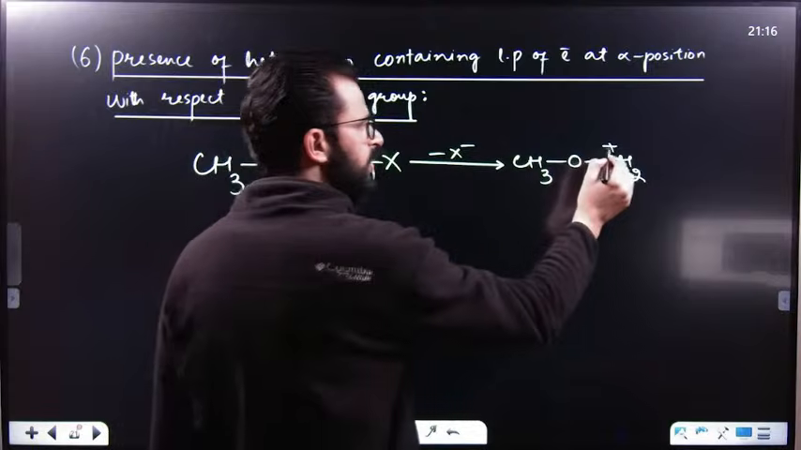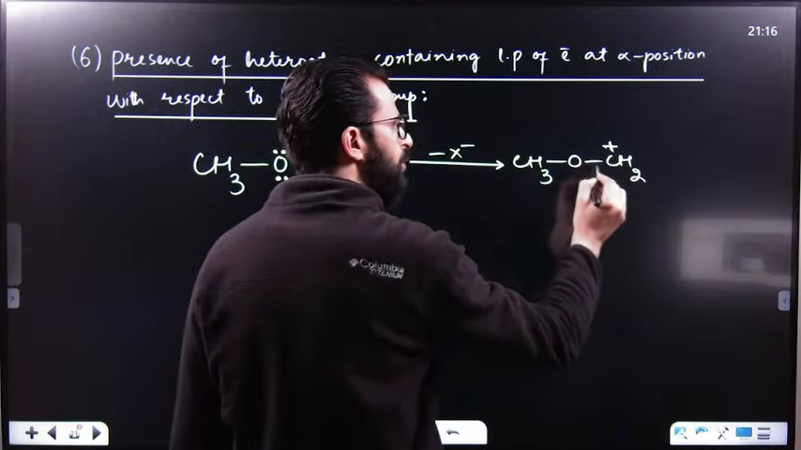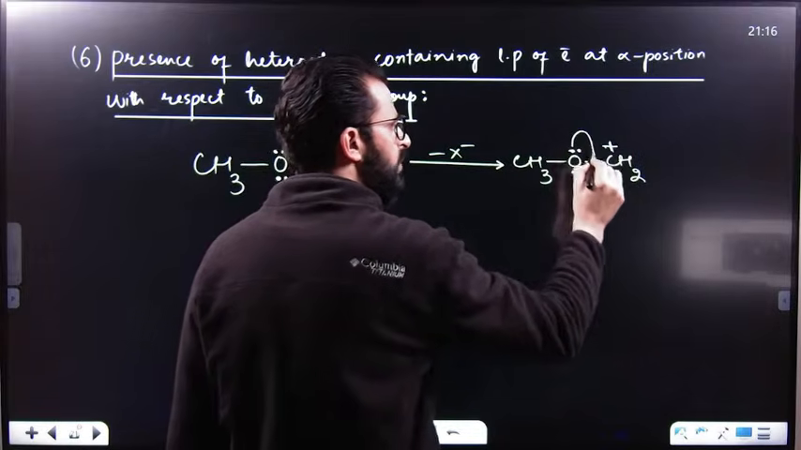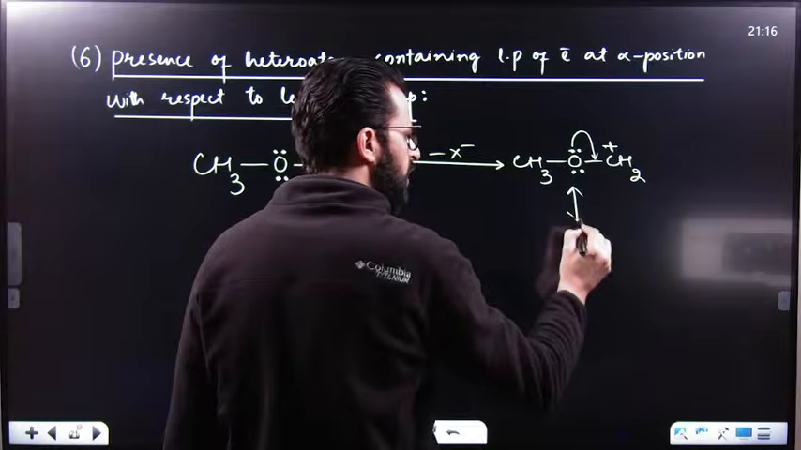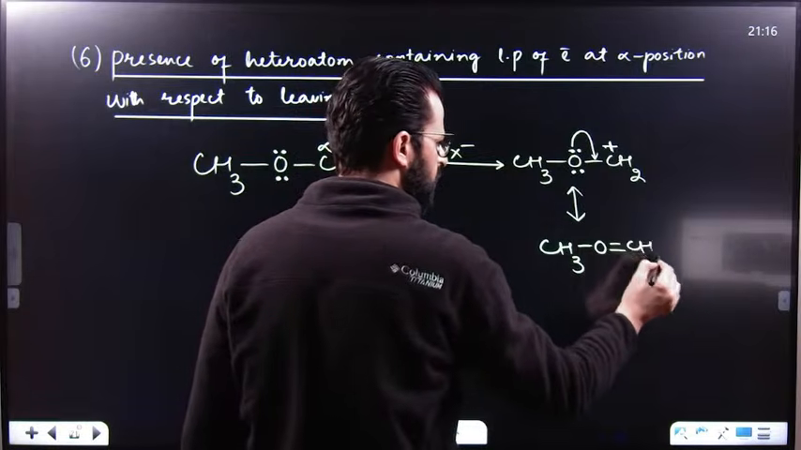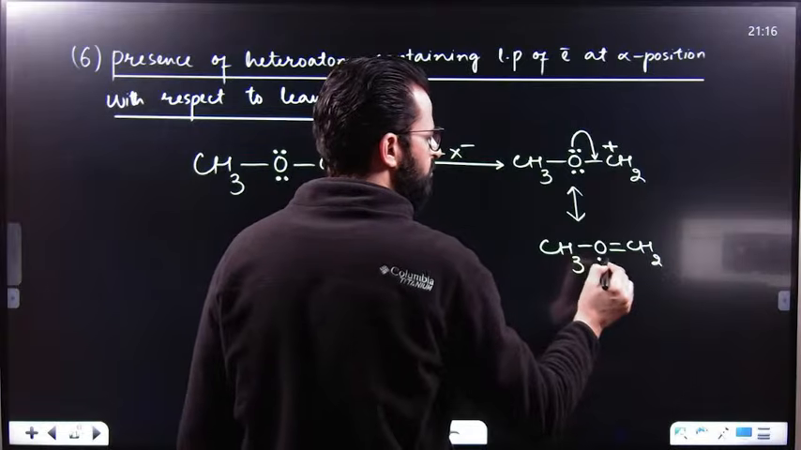But this carbocation is highly stable. Why is it highly stable? Because this carbocation has an empty orbital and its neighbor has a lone pair of electrons, so there will be back bonding. So this is a highly stable carbocation. Have a look. The carbocation is stabilized because of back bonding.